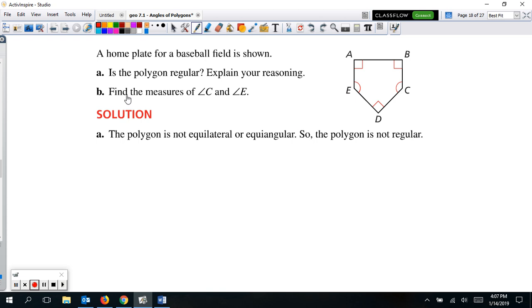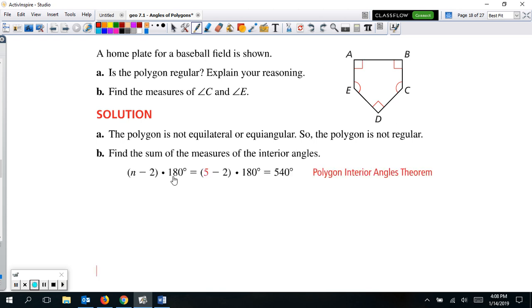Find the measures of C and E. That's going to be these two. They're both going to be the same, as you can see. They're both the same measure. So we now can figure this out. We know these are 90 here, and so we could figure out the sum of the interior angles on a 5-sided polygon, this is a pentagon here. So we would have to find the sum of the measures. That's going to be 540, as we did with the 180. So 3 times 180 is 540.